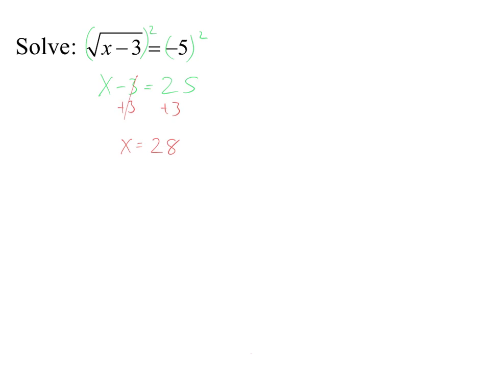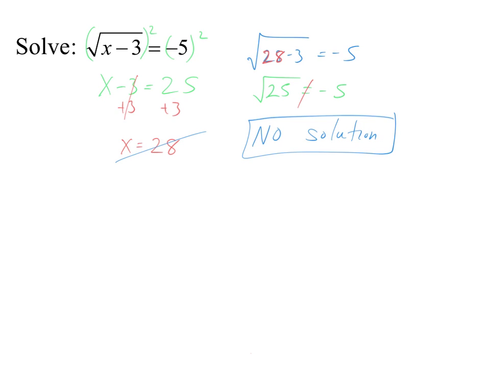Now, but you have to learn to check. So I'm going to put 28 right there. When I put 28 in this thing, I get 28 minus 3. Again, I put 28 for x. What's 28 minus 3? That's 25. Does the square root of 25 equal negative 5? No, that does not work. So guess what? This is not my answer. My answer does not work. It's called extraneous.